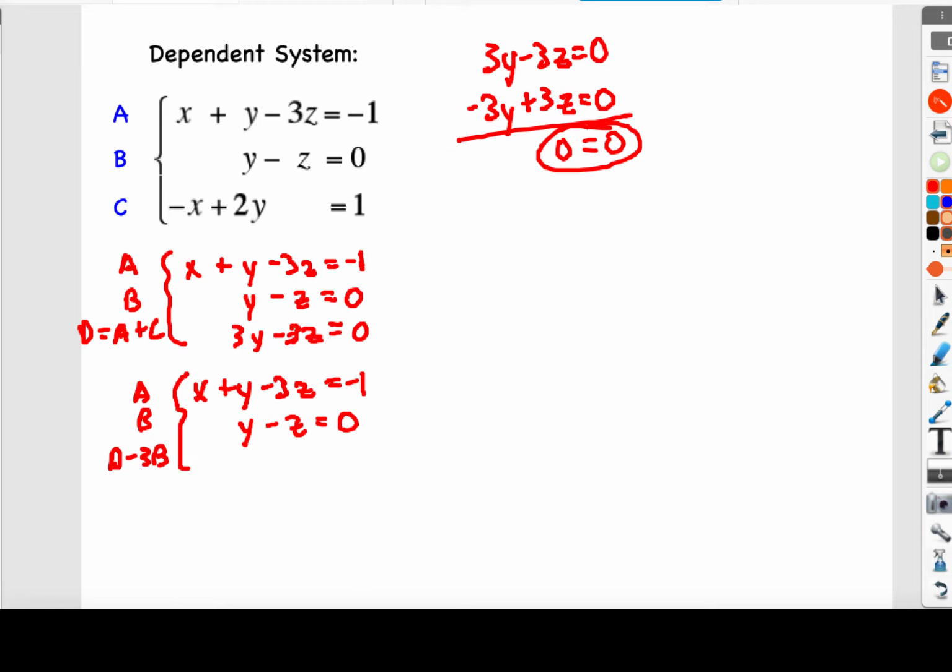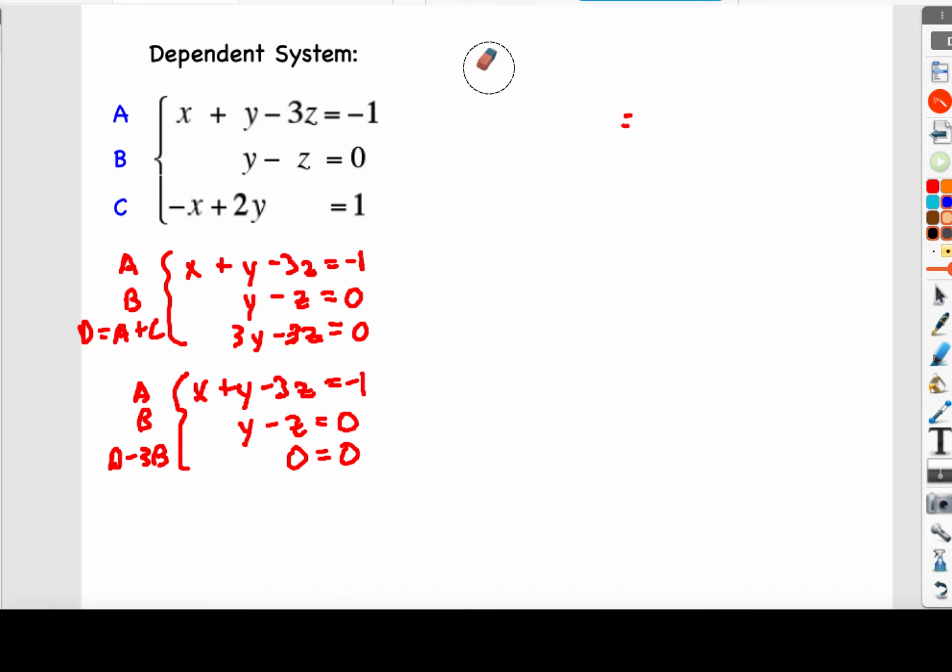dependent system. Again, that's all my variables disappeared. But at the same time, it's not a false statement. We got 0 equals 0, which just tells us, again, there's infinite answers. There's going to be many answers to this. It's a dependent system. Well, we could just say there's infinitely many solutions, but we'd kind of like to narrow that down. It's not that we can plug whatever we want into our equation, right?